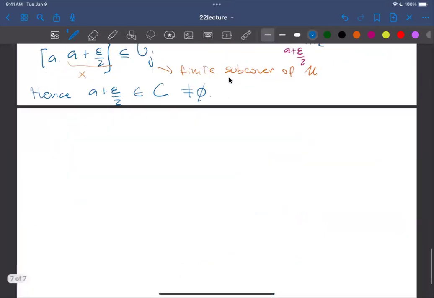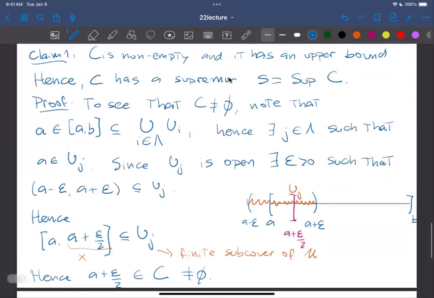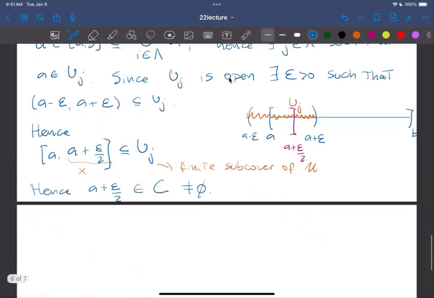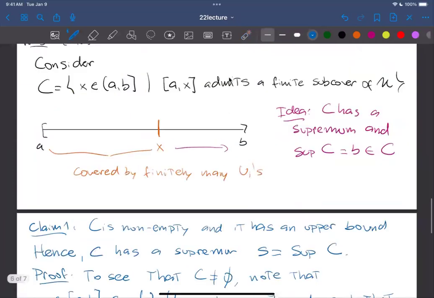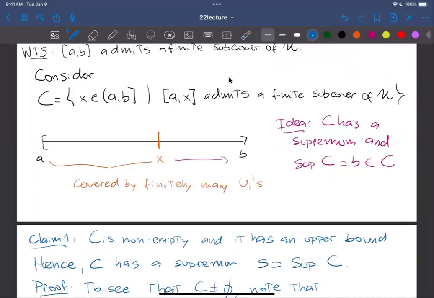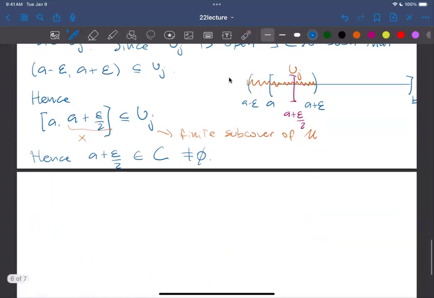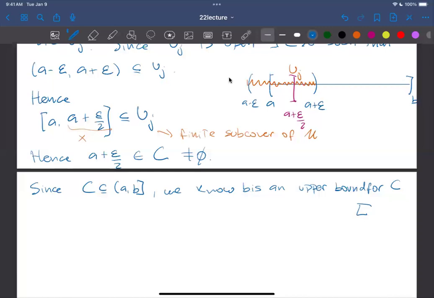Okay, we're not done with claim one because we also need to show C has an upper bound. So how do we show C has an upper bound? Well, that's not complicated. By definition, C is a subset of open at A, close at B, so we know that B is an upper bound for C. So this part is not complicated, and that's the end of claim one.